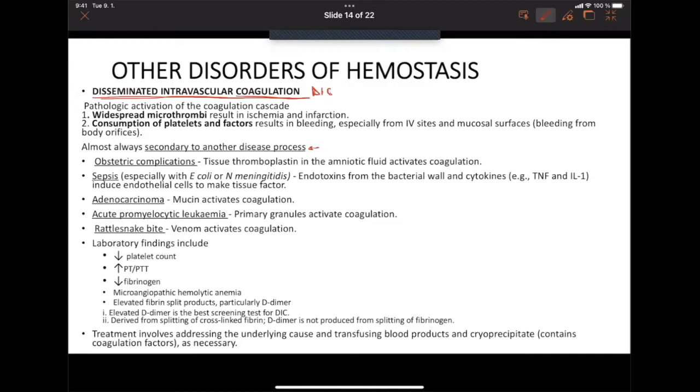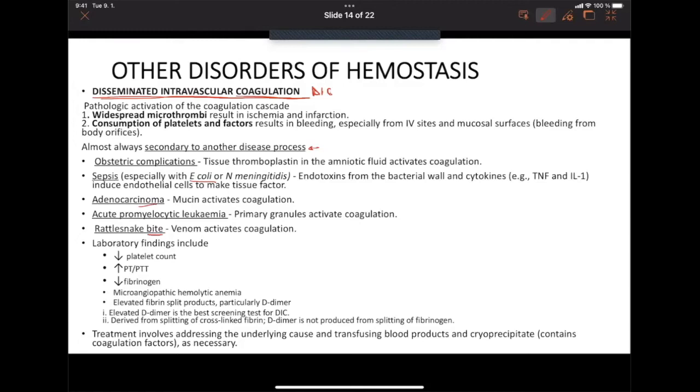Sepsis, for example, E. coli. We already said it. The endotoxin induces the endothelial cells to make tissue factor. It also damages the endothelium, and there is widespread coagulation and microthrombi formation. Also, adenocarcinomas, the mucin activates coagulation. It could be from a snake bite and so on and so forth.